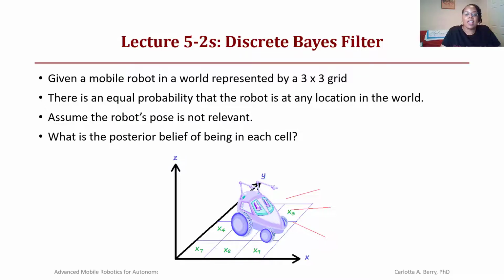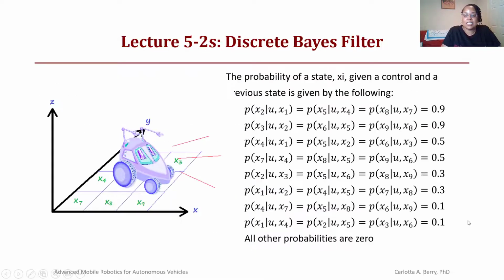For this one, our input data is going to be a motion control command, whether velocity or based upon an odometry based model. So the probability of being in a certain state xi in the world is given by the previous state. For example, the probability of being in state x2 given u and x1 would be 0.9 and so on. All of the probabilities for going from one state to the next are given here, where some probabilities are 0. For example, if the robot is in x1, we can assume that it cannot move diagonally, so it could only move to x2 or x4 and so on.